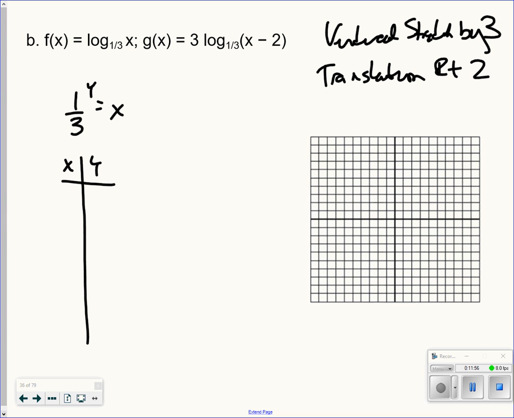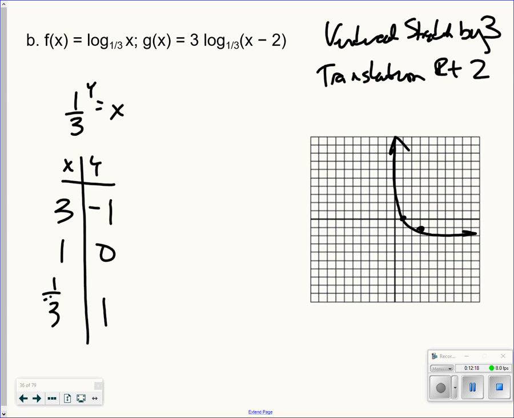All right, so I'm going to do the original one. So if I put numbers in for y, negative 1 gets me 3, 0, 1, 1, 1/3. So graphing those, 3, negative 1, 1, 0, and then 1/3, 1. So it goes along the y-axis.